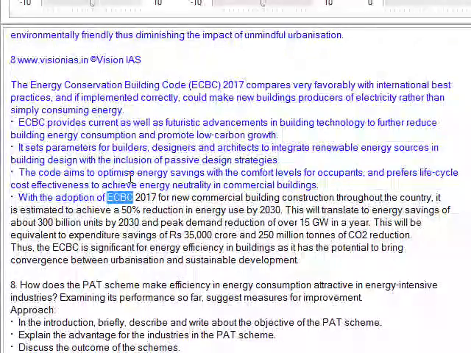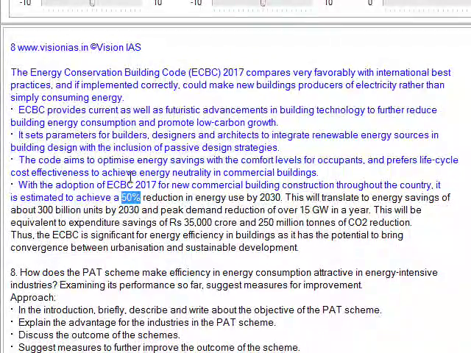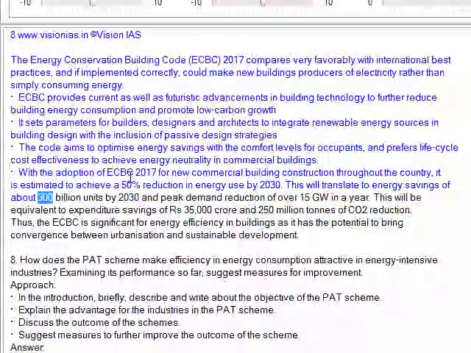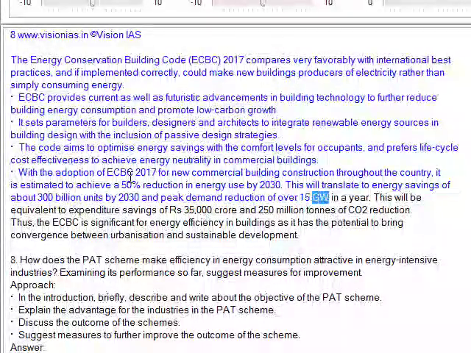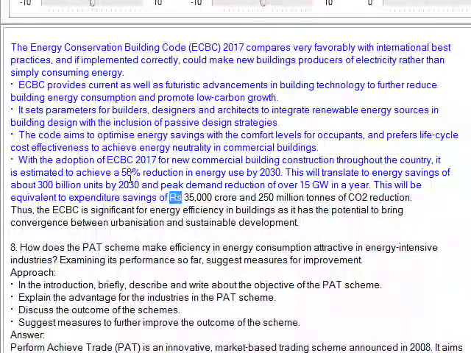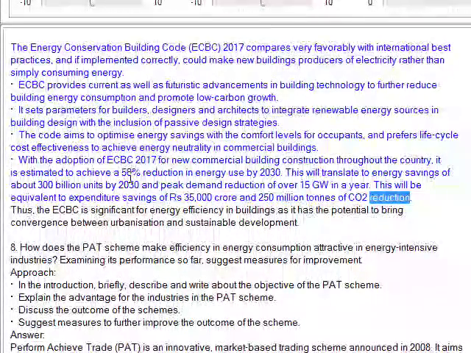With the adoption of ECBC 2017 for new commercial building construction throughout the country, it is estimated to achieve a 50% reduction in energy use by 2030. This will translate to energy savings of about 300 billion units by 2030 and peak demand reduction of over 15 GW in a year. This will be equivalent to expenditure savings of Rs 35,000 crore and 250 million tons of CO2 reduction.